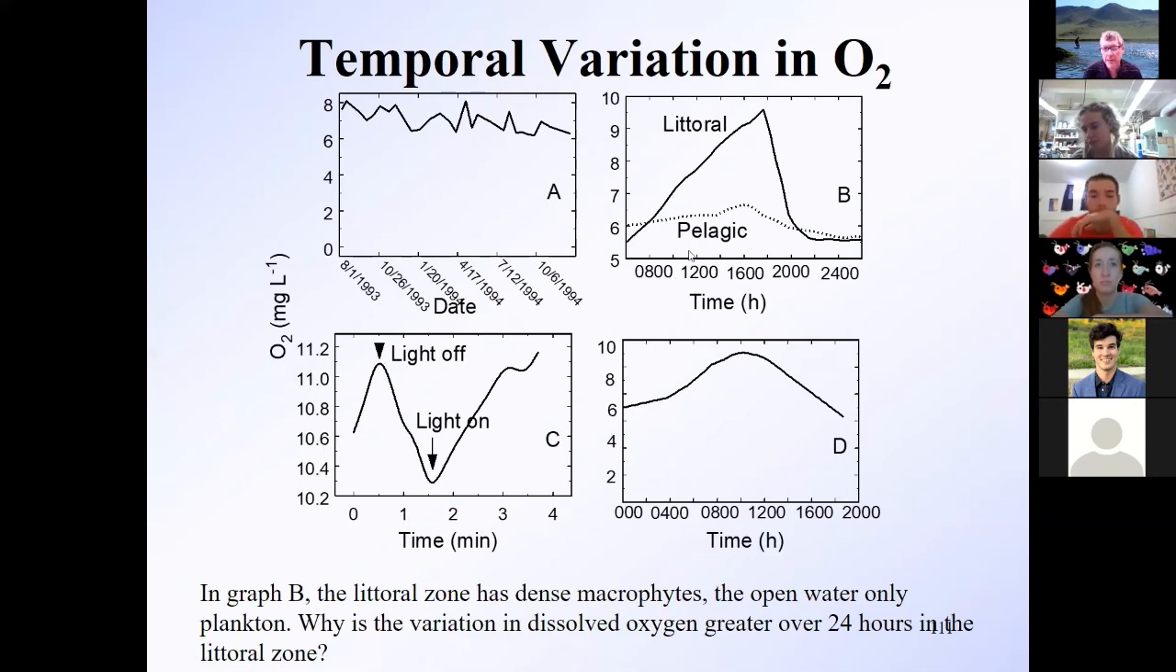And then the lake, remember the pelagic zone is the center part, right? And the littoral zone is near the edges. And this particular lake had really dense macrophytes. So why do you think the oxygen swung so much more in the littoral zone than the pelagic zone? And hopefully everybody's putting their name in and answering some of these questions so we can make sure to get that on the question of the day list.